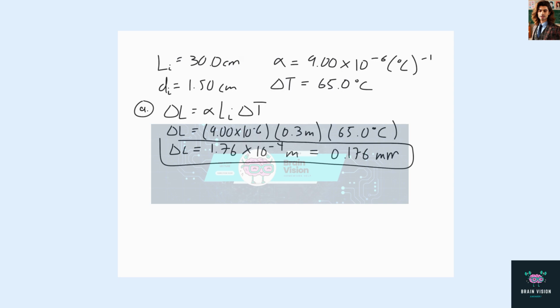Okay, so for part B, we're going to look at how the diameter d changes. So we know d initial is 1.50 centimeters, and we can rearrange our initial equation for the diameter. So delta d is equal to alpha, initial diameter, times change in temperature. Again, just plug in numbers.